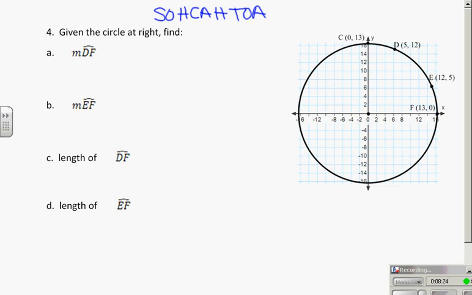Now, if you would like a little challenge problem, number 4 is a challenge problem, you need to remember SOHCAHTOA. Sine is opposite over hypotenuse, cosine is adjacent over hypotenuse, tangent is opposite over adjacent. Ignore the numbers, pay attention to the coordinates. D to F is this arc right here, and the hint is that it is related to this right triangle right here, which has an x coordinate of 5 and a y coordinate of 12.